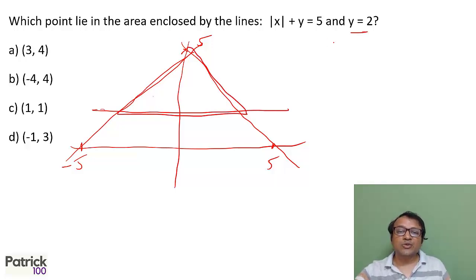So the y coordinate has to be more than 2 for sure. So C option is ruled out. And it has to be closer to the line. D option, minus 1, 3, will be here somewhere inside the enclosed space. If you look at the others, 3, 4: x is 3 and y is 4 will come outside. Same way, x is minus 4 and y is 4 will also come outside. So the only point that comes within the enclosed space is minus 1, 3.